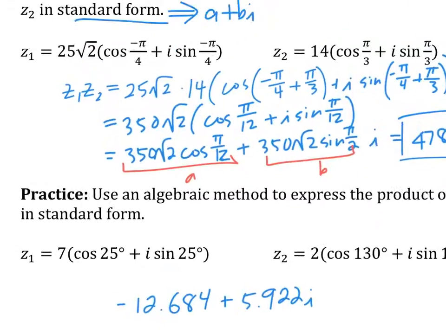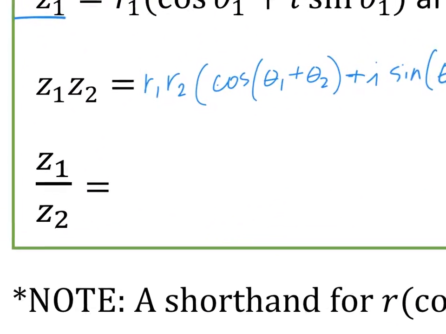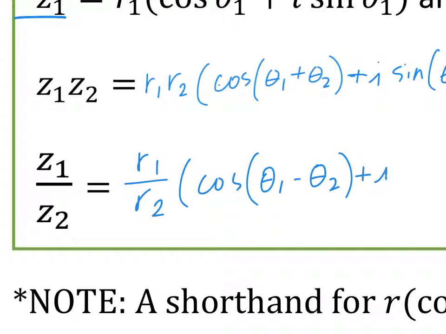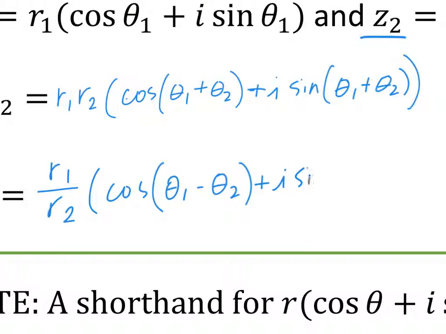Next, we are going to divide. Okay, dividing is very similar. So if you have z1 divided by z2, you take the first radius divided by the second radius. And then you're going to take the two angles. This time you're going to subtract. So theta 1 minus theta 2 plus i sine theta 1 minus theta 2. Okay, if you divide two complex numbers in trigonometric form, this is the formula.